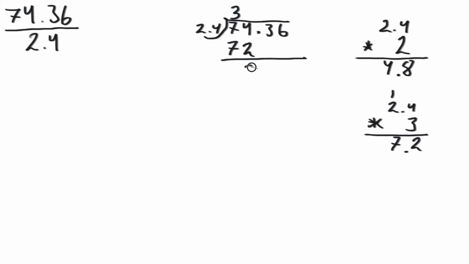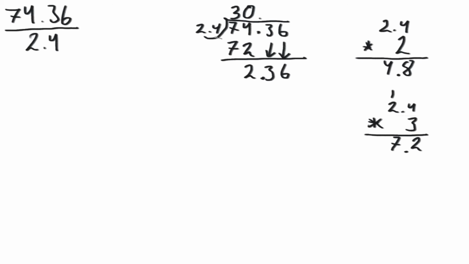This leaves us with 2.3. So 2.4 does never go into 2.3. So we get a 0 here. And we get one more number down. So the 3 came from here. We get another number down, which is 6. So now the question is, how often does 2.4 go into 23.6?